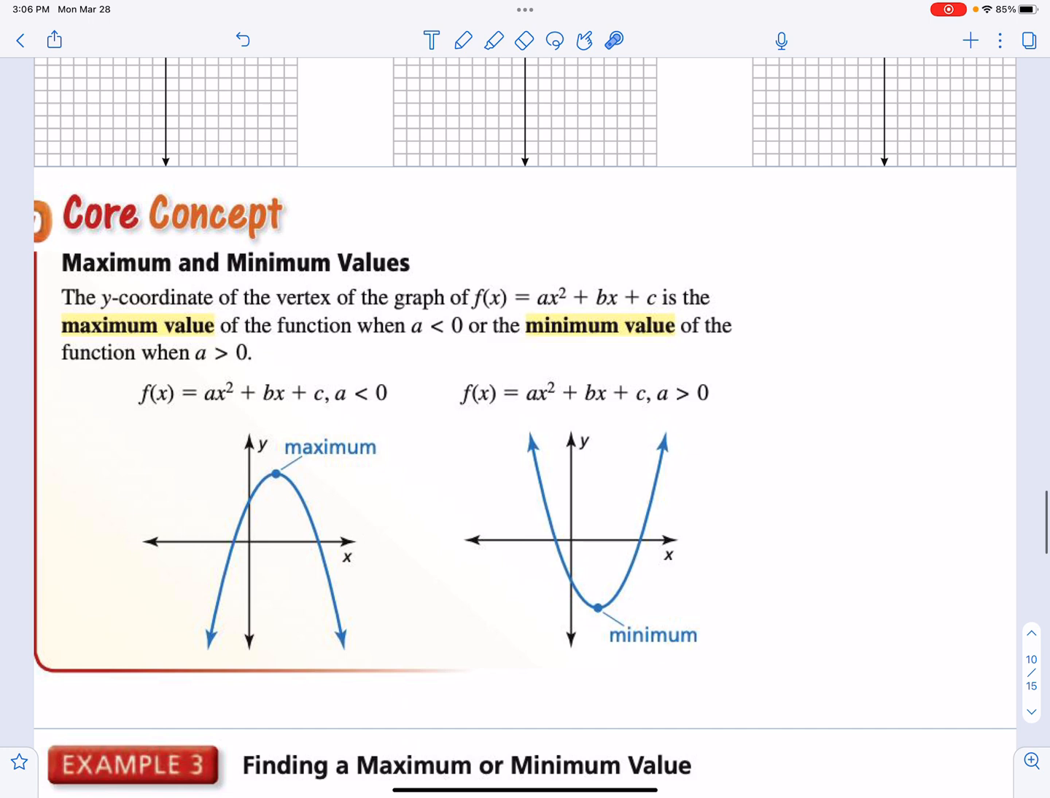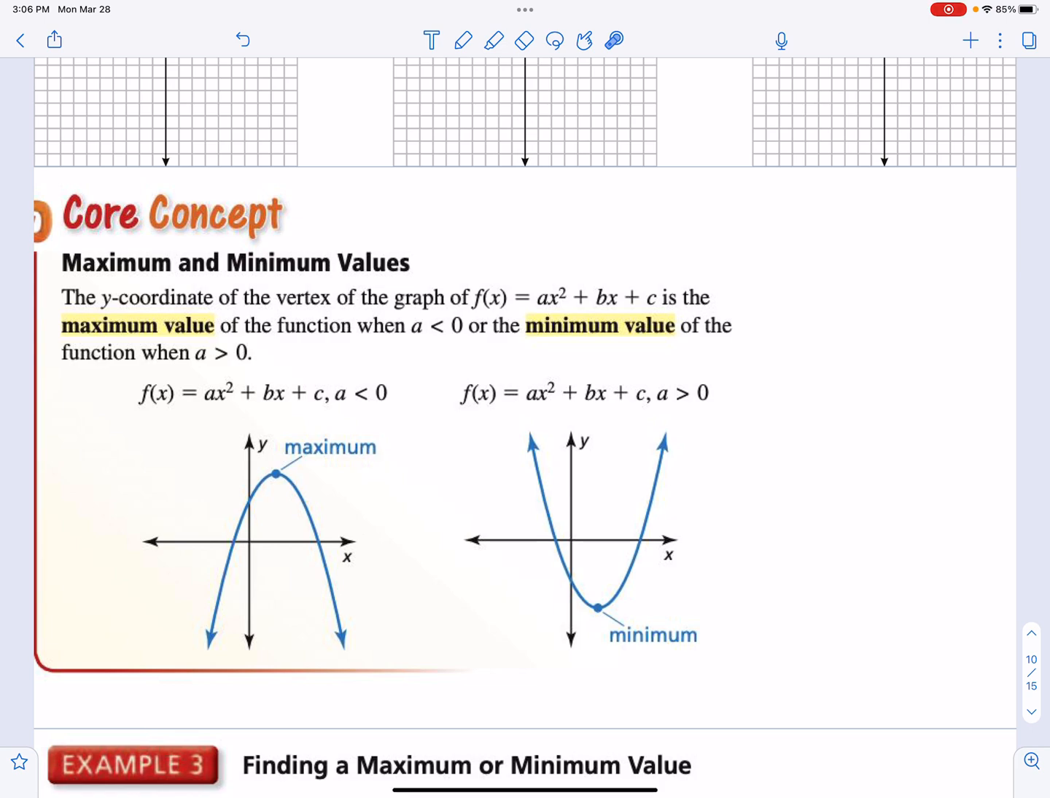Okay, now minimum and maximum before we're all done. Like I said, I want to keep this video short for you. Minimum and maximum is just referring to the vertex. Okay, that's all it is. So when they ask you whether your function has a minimum or a maximum value, if your function opens down, your vertex is called a maximum. In other words, if your a value is negative, you have a maximum.